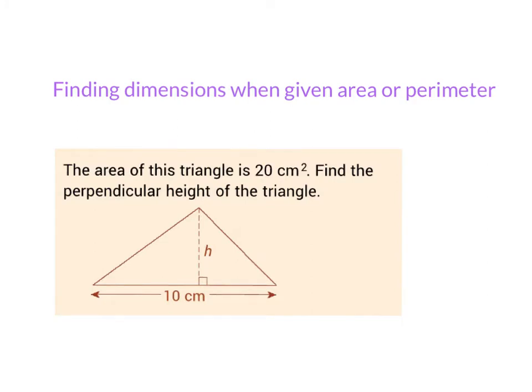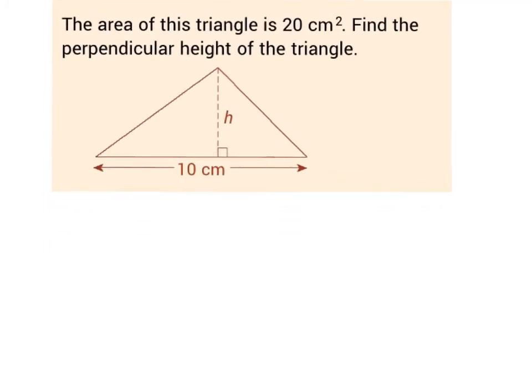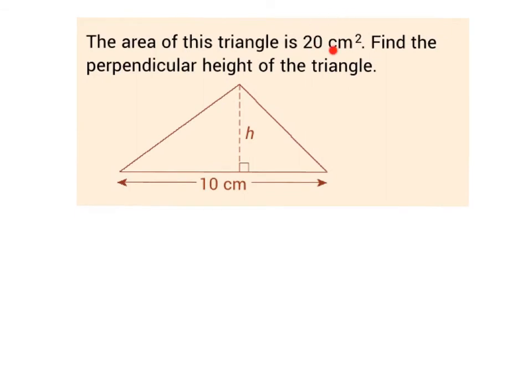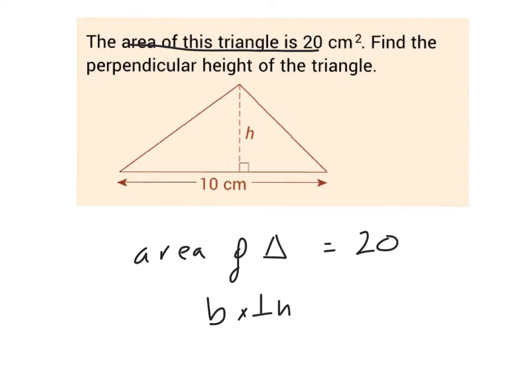So question number 1 here, we're told the area of a triangle is 20 centimeters squared. Find the perpendicular height of the triangle. So we know area of triangle equals 20. Now, if I use different words to describe this, I can actually use my formula. So it's base times perpendicular height all over 2 equals 20.